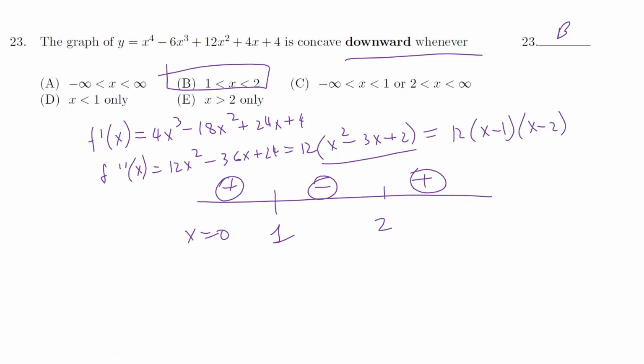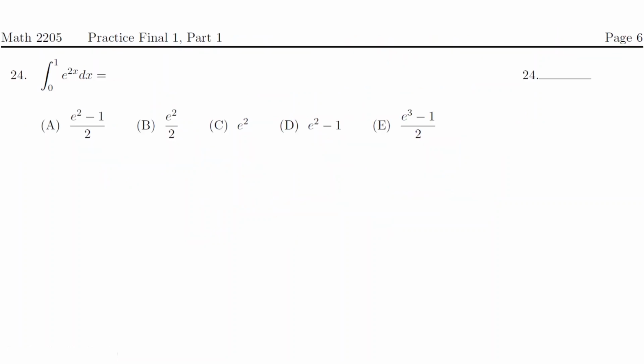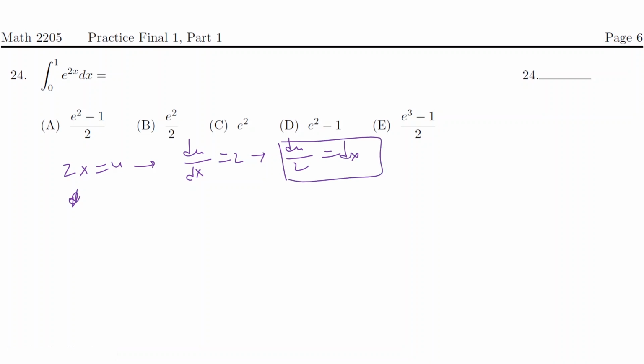23 is B. Now, 24, find the integral of that. So here we absolutely have to say that 2x is equal to u. And then we have to find the du dx. Du dx will be equal to, and therefore we have to solve for dx. So du over 2 equals dx. So that's what we are oriented towards.